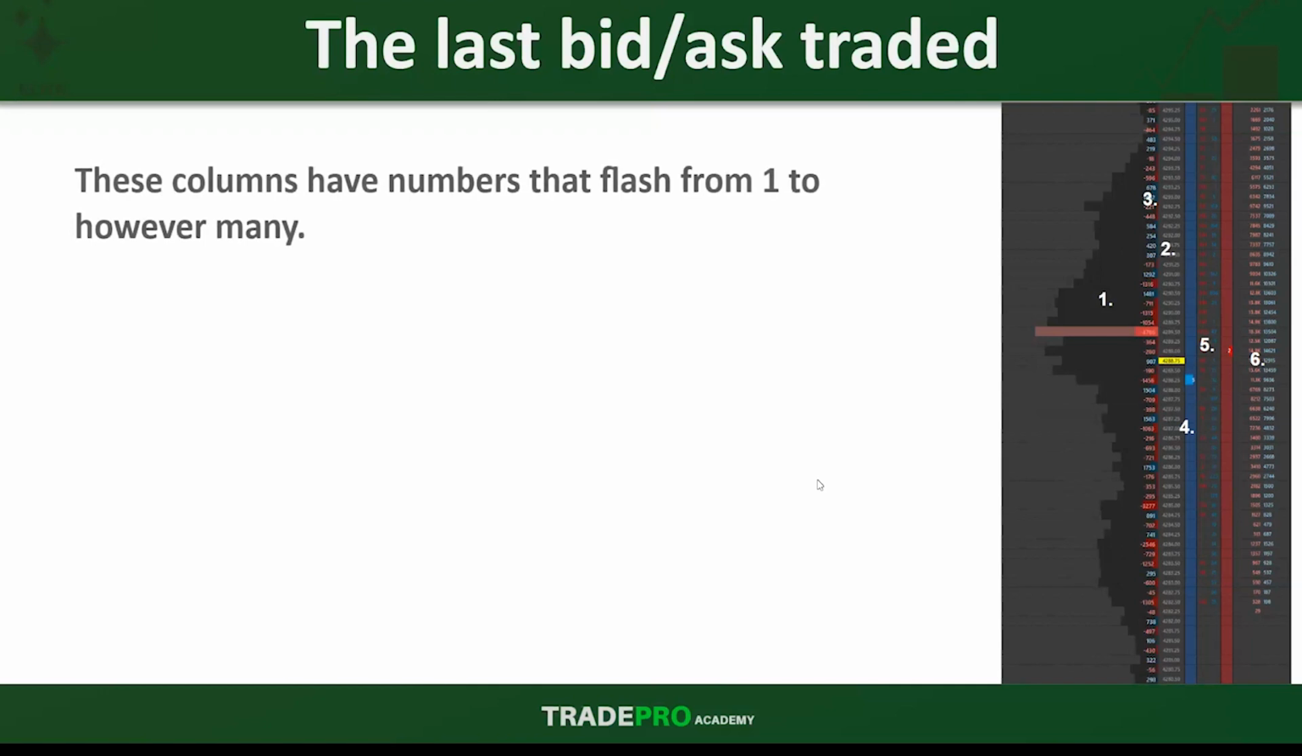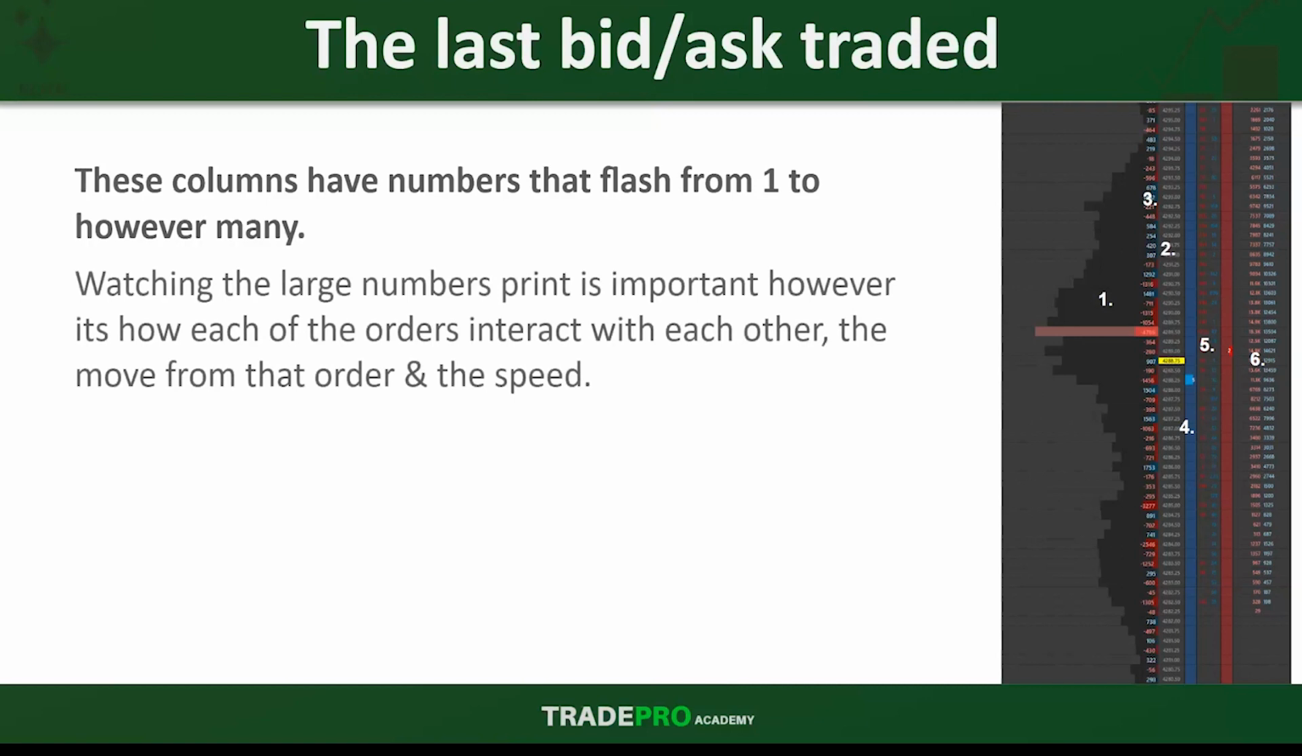So the last bid and ask traded have numbers that flash from 1 to however many. There's no maximum. I honestly haven't seen more than like 5,000 coming in at market. And this isn't one big order. It's the accumulation of those orders based on like a 2,500 millisecond interval. So it's watching these large orders come in, not necessarily being one big player, but multiple trades hammering in at that area. So watching large numbers print is important.